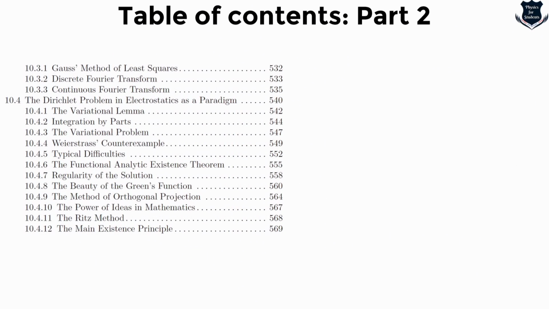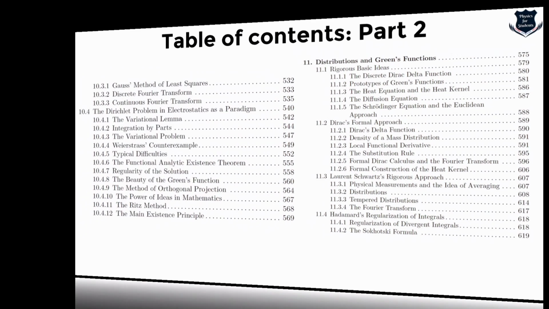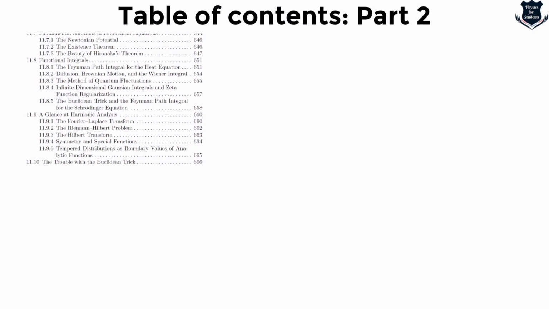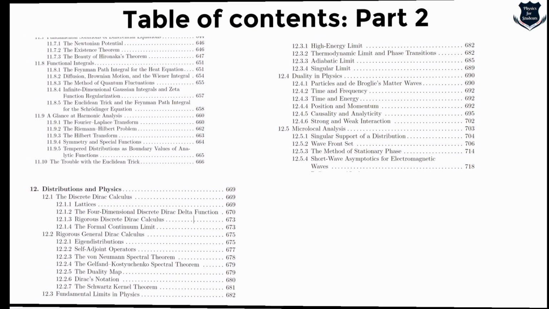Further, it covers Gauss's method of least squares, integration by parts, the variation problem, the distribution of Green's function, as you can see on the right hand side, the Dirac's formal approach, the Lorentz-Schwarz rigorous approach, and Hadamard's regularization intervals. It also covers Newtonian potential, functional integrals, what is harmonic analysis, followed by distribution in physics, the eigen distributions, high energy limit. I'm going to say it covers almost everything.